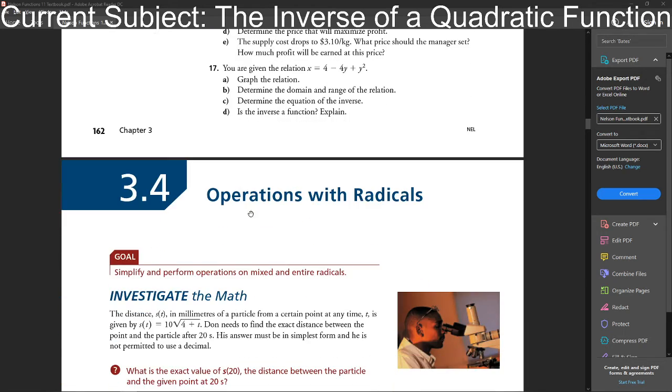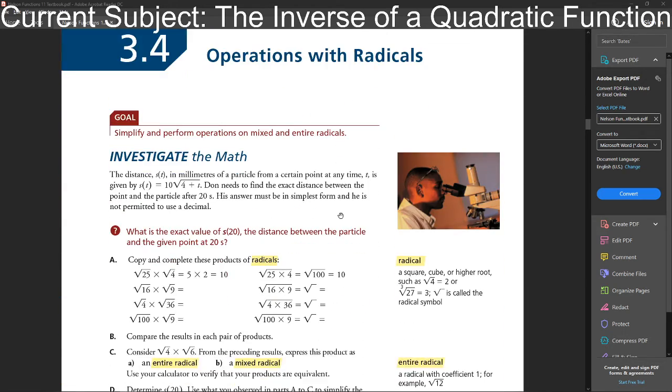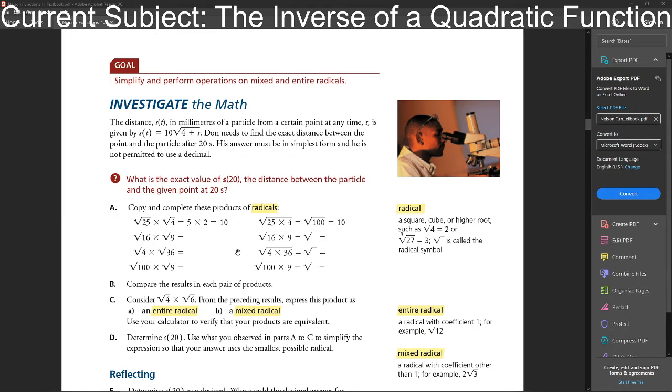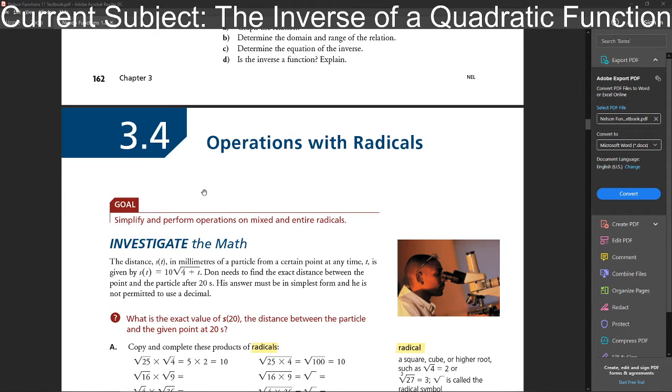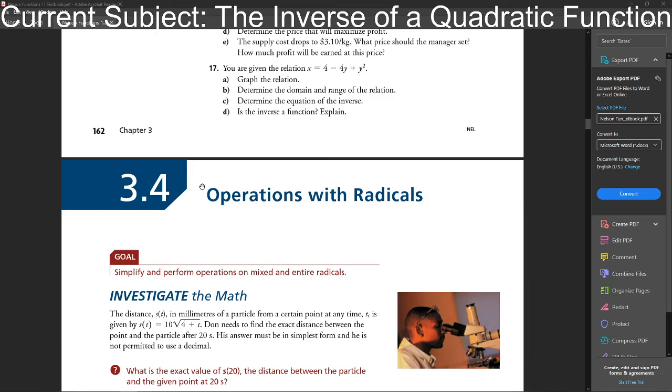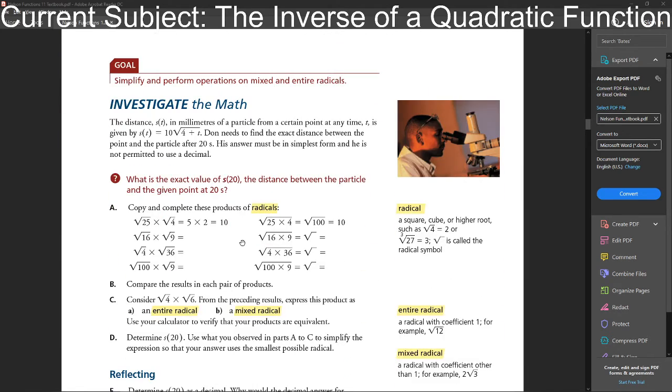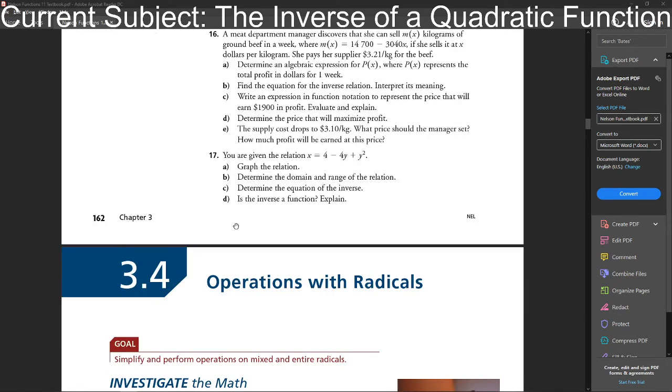Next time I'm going to try doing operations with radicals, which from what I remember is actually pretty easy to do, because it's almost like doing algebra with exponents, where they have similar rules, like same base, you can add them and stuff like that.